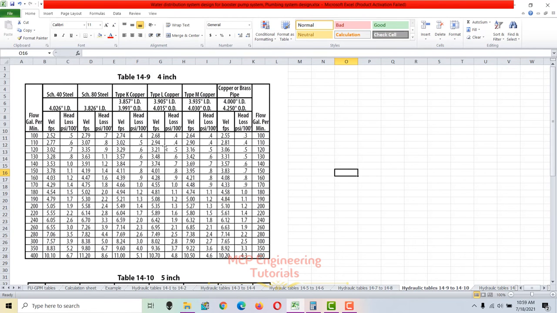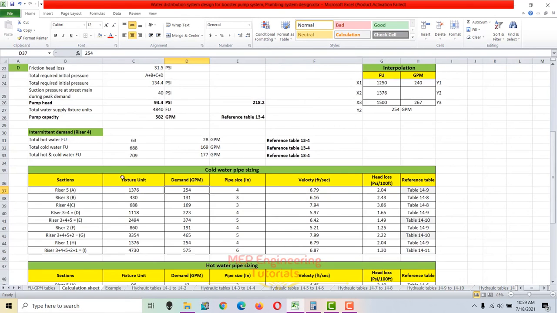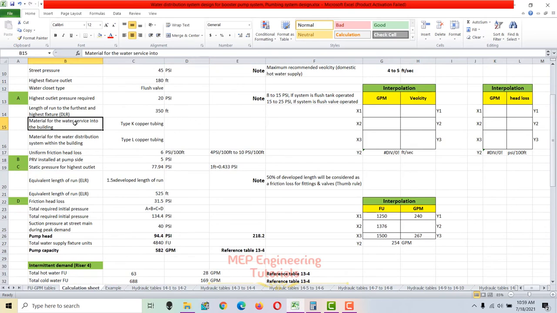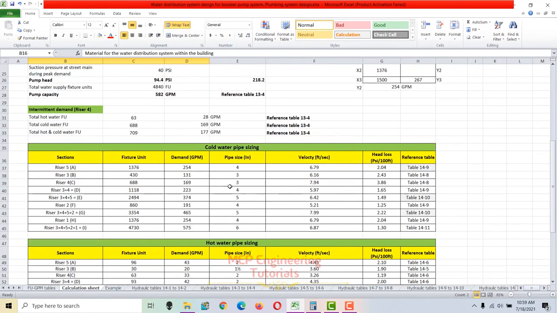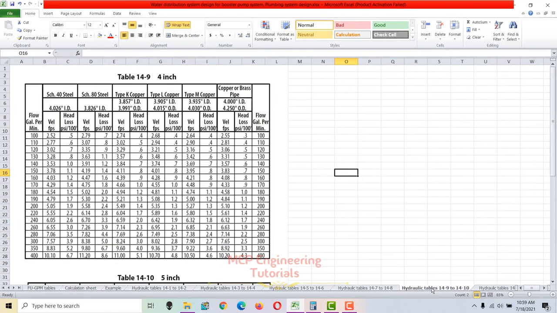If you remember, in the beginning I said that the material for water service into the building is copper K and the distribution system inside the building is L. So we have to check this L copper tubing at 254 GPM. If you see, we have 240 GPM and 260 GPM, we don't have 254 GPM, so we will interpolate the value for 254 GPM.